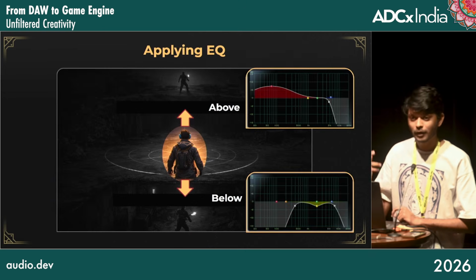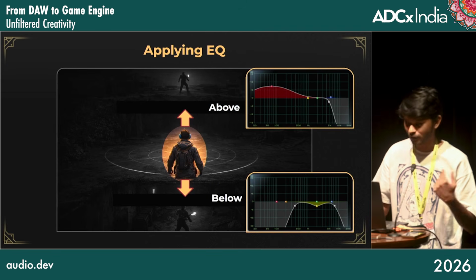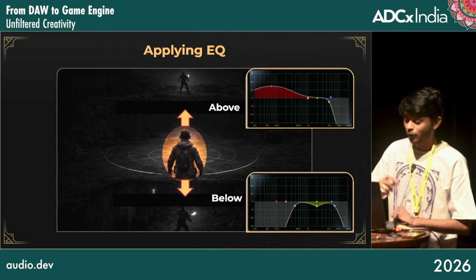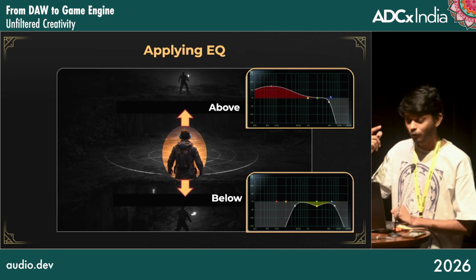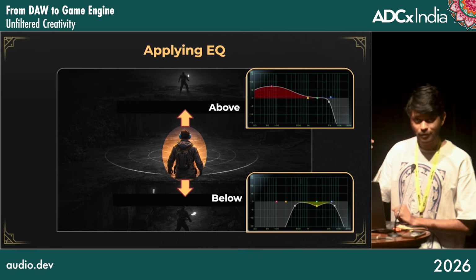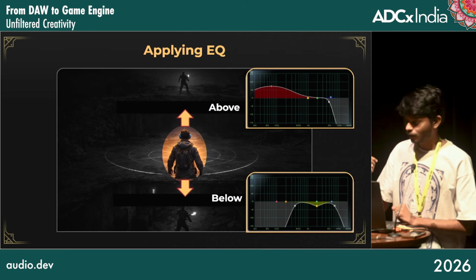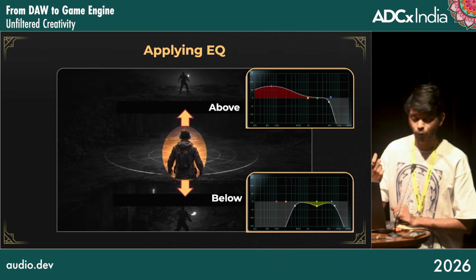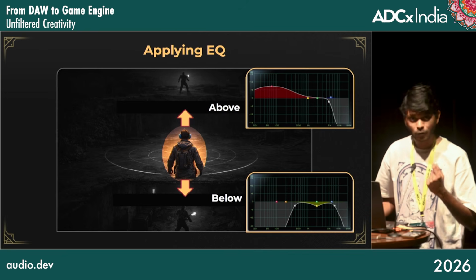So we are using the equalizer, which is our favorite plugin. If the enemy is above the player, we are boosting low frequencies to get the thumpiness feel of that sound. And if it's below me, we are adding a telephonic effect to it. Let's see how it sounds in the engine.